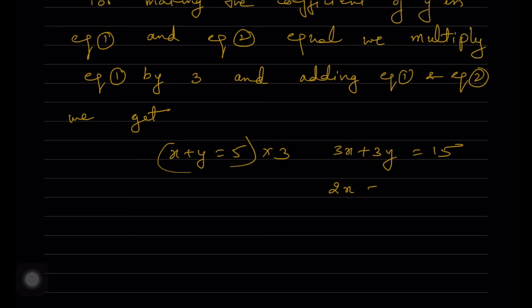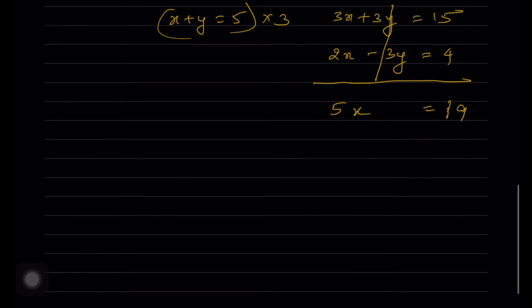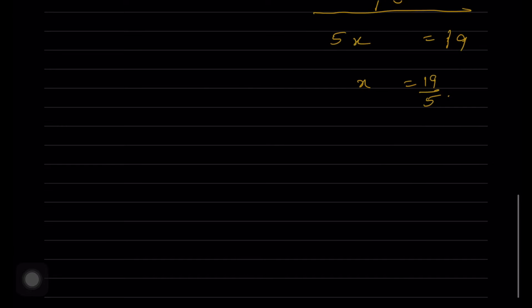And what's the second equation? You're having it as 2x minus 3y is equal to 4. So you're adding both the equations. You will cancel out 3y. You're getting 5x is equal to 19. So 19 by 5 is the value of x.